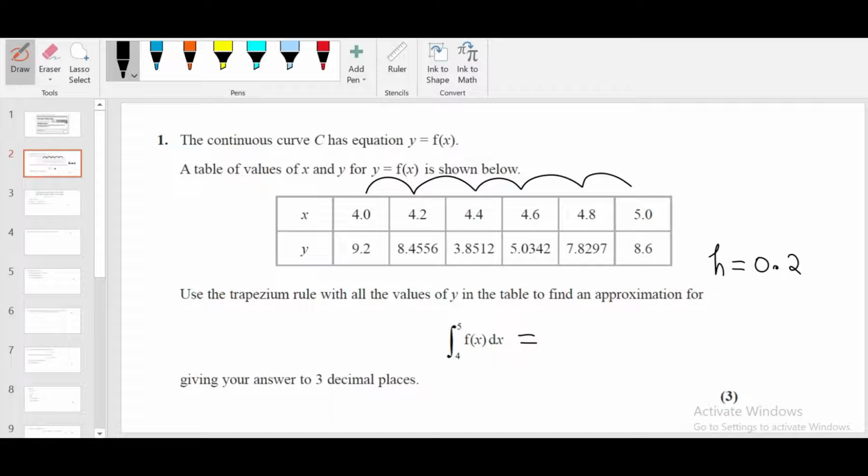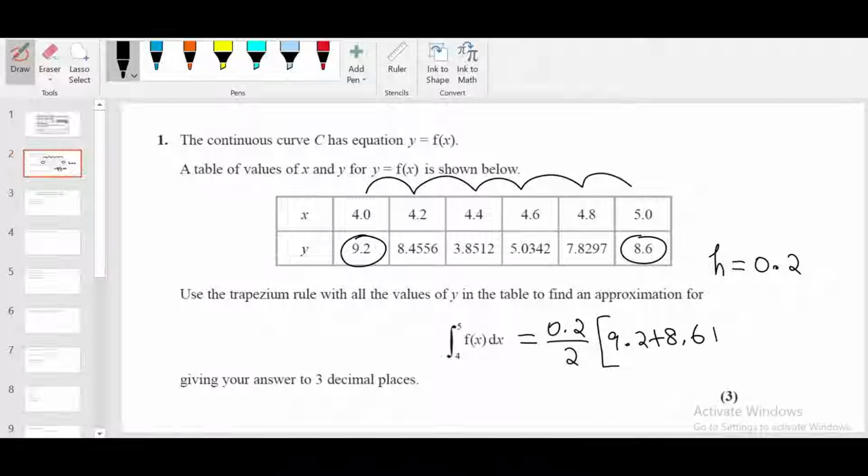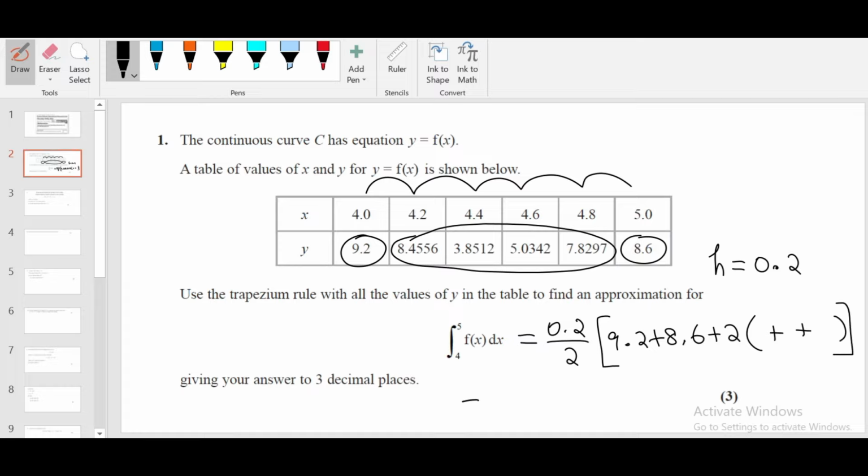And then apply the trapezium rule. H over 2 times the first y value and the last y value, 9.2 plus 8.6, plus 2 times the sum of the rest of the y values. Just put all these numbers here, first number plus second number plus all these numbers. You calculate this, that's all. So you have to be very careful when you put it in the calculator.